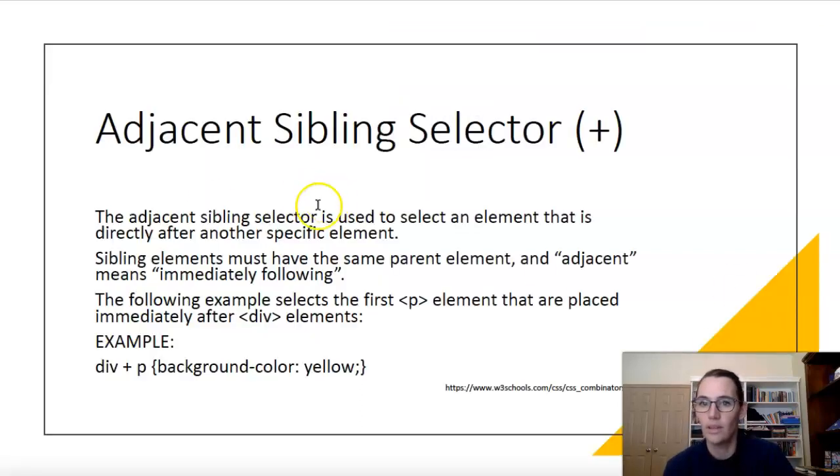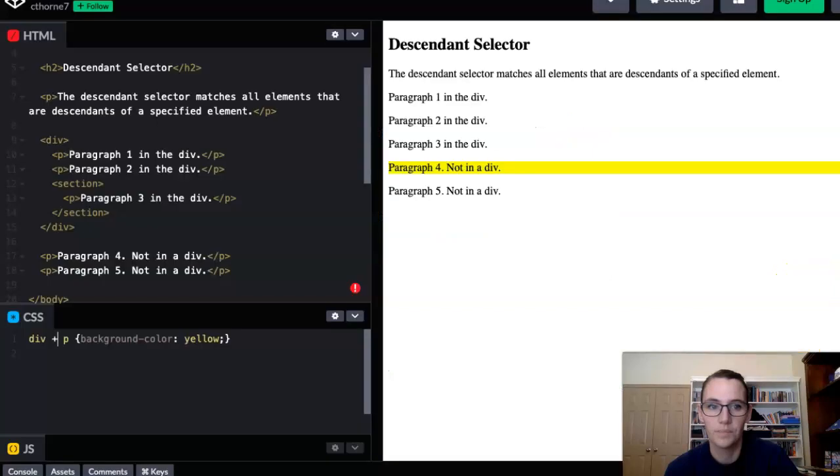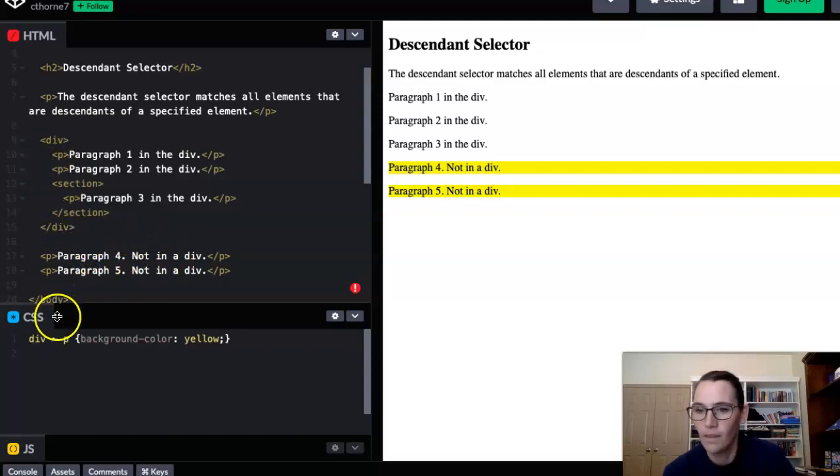Now the fourth selector is the general sibling selector. The general sibling selector selects all elements that are next siblings of a specified element. The following example selects all paragraph elements that are next siblings of div elements. So we put the tilde here. So we'll switch this out. And that highlights paragraph 4 and 5 here because they are the general siblings of the div. Or they are siblings.